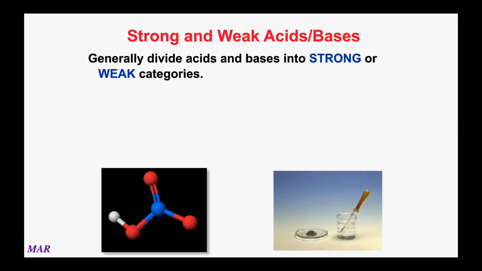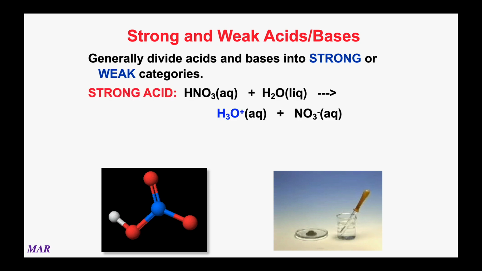When you think about acids and bases, we do break them down into strong and weak categories. So you can have strong acids and weak acids, and you can have strong bases and weak bases. Strong acids are acids that dissociate 100% into hydronium and some kind of counterion. So this is an example of nitric acid, HNO3. When nitric acid is mixed with water, which it almost always is, you really don't have any nitric acid at all. You have exclusively hydronium and nitrate.